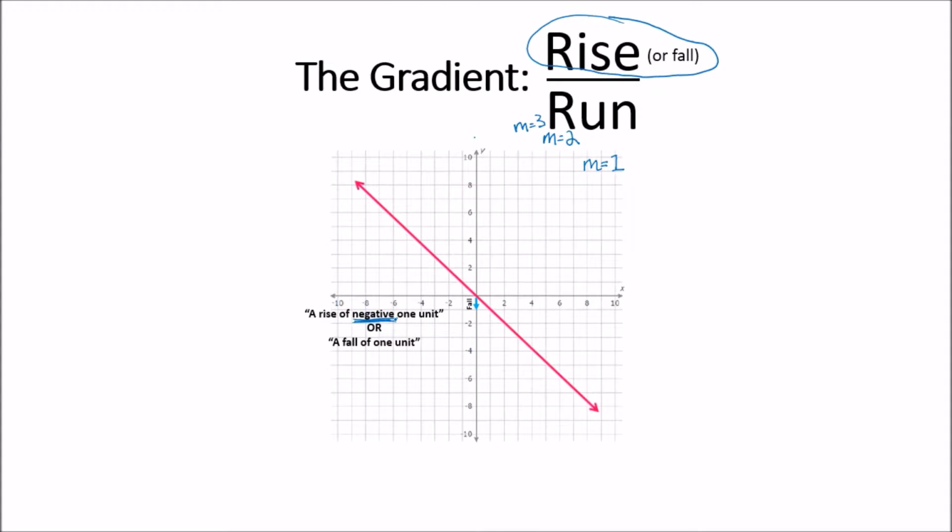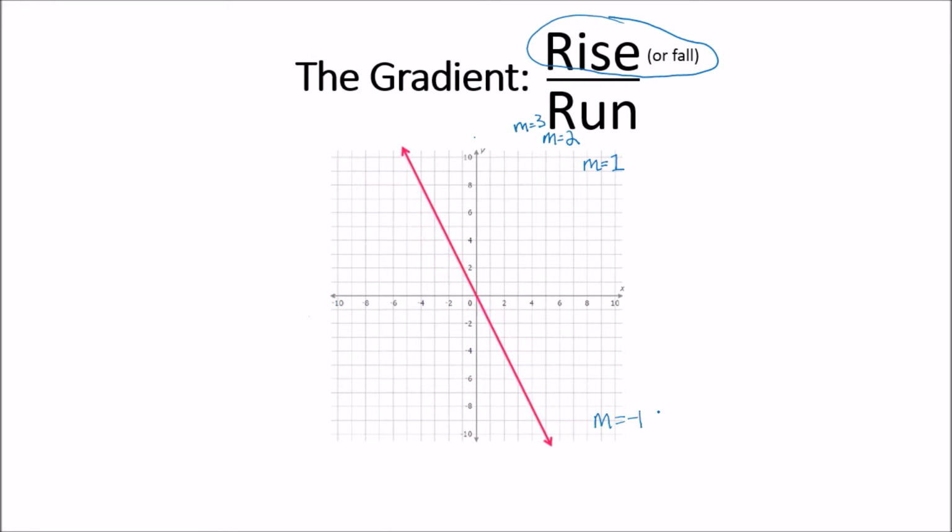1 unit. That might be actually a better way of thinking about it, because you'll be having a negative number in front of your gradient for these ones. So you can still think of it as a rise, but it's a negative rise. It's going down. So this graph is falling by 1 unit, and it's running by 1 unit. So its rise is negative 1, and its run is 1. So negative 1 divided by 1 gives us a gradient of negative 1. What happens if I tilt it down further?